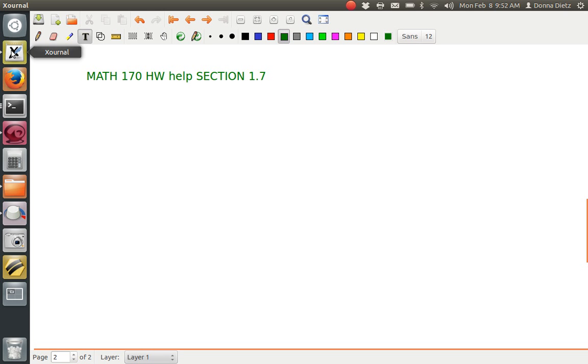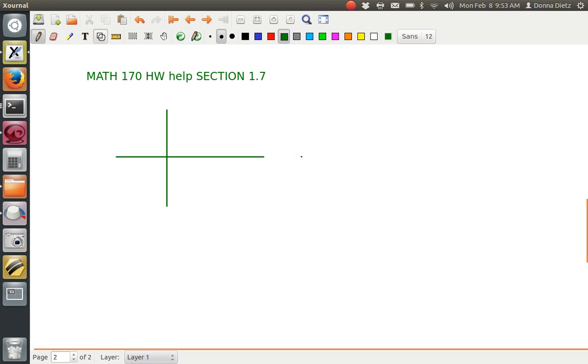Okay, so I'm going to give you some advice on your homework for 1.7. That starts on page 72. This is functions and their graphs. I'll have another video to explain the functions and their graphs and their shifting and all that good stuff. But let's assume you've watched that video or you were in class and we discussed that.